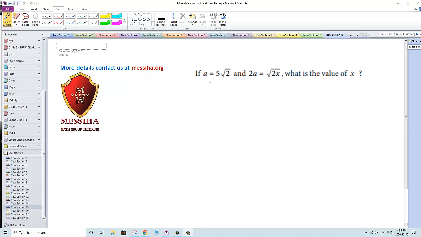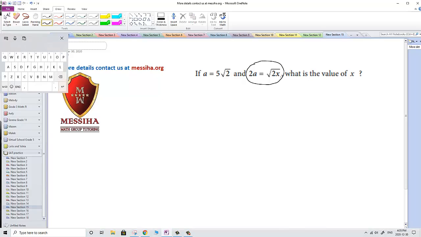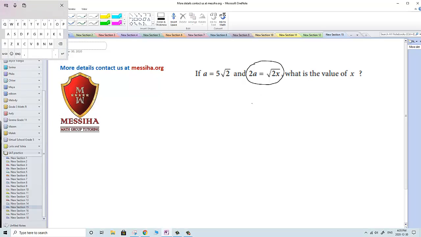It's saying if a equals 5 square root of 2 and 2a equals the square root of 2x, what is the value of x? It's very important that you notice here that it's saying 2a equals the square root of 2x, and don't forget that 2x is under the square root. So if I have a only, what about 2a?